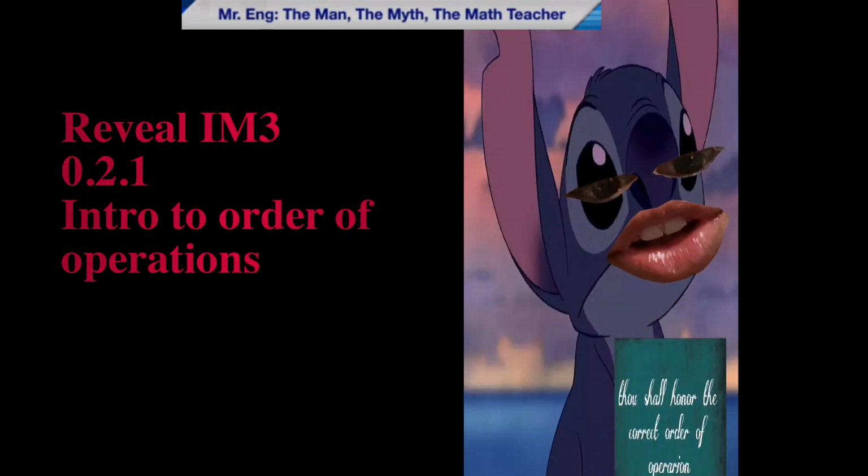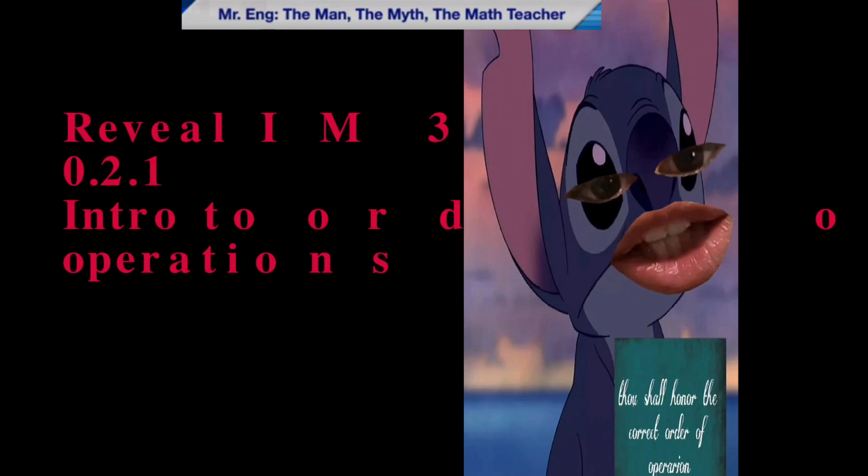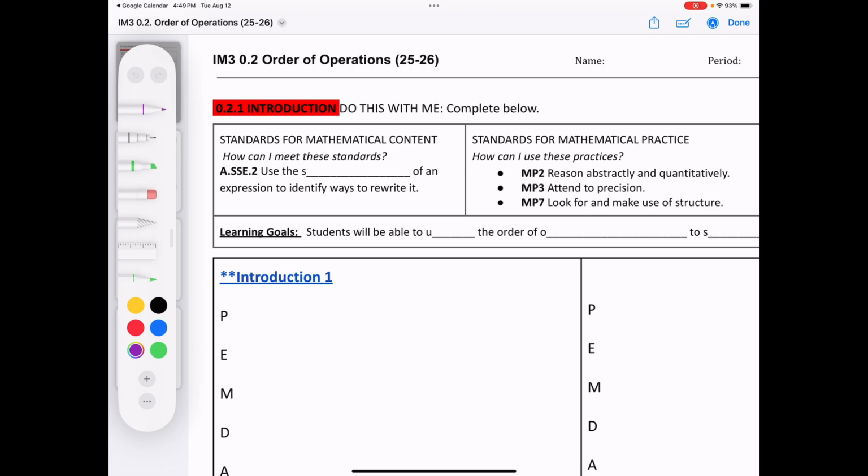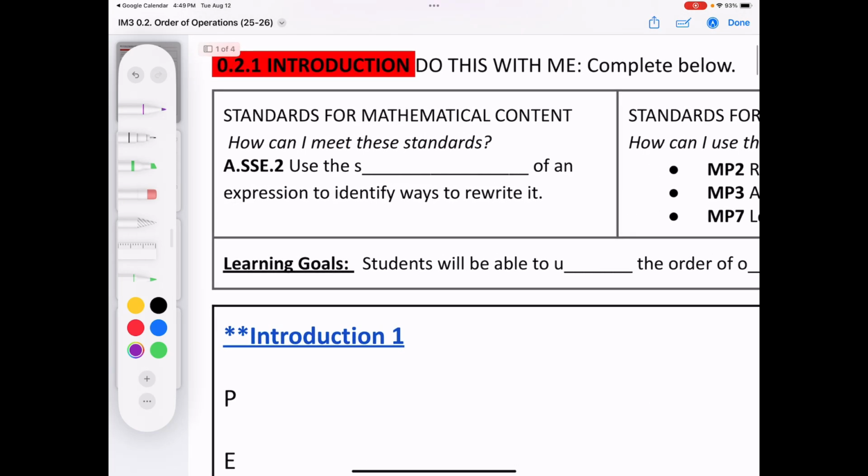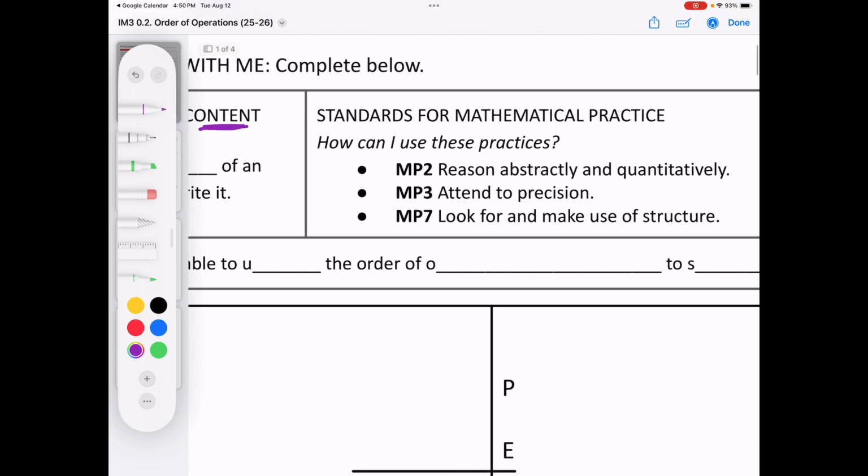So what you have to do is thou shalt honor the correct order of operations, which is one of the 10 math commandments. Hey guys, let's go over 0.21, this introduction to order of operations. Standards for mathematical content. How can I meet these standards? You can use the structure of an expression to identify ways to rewrite it. So that's the content of what you're learning. The mathematical practices, how do we do that? Well, we'll reason abstractly, we'll tend to precision, and we'll also look for use of structure.